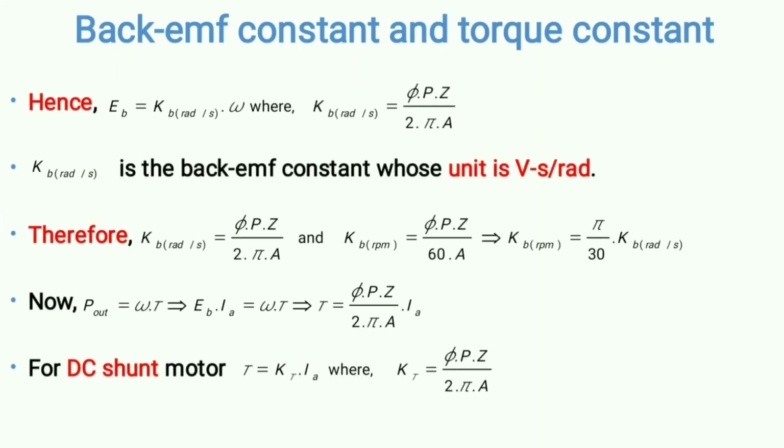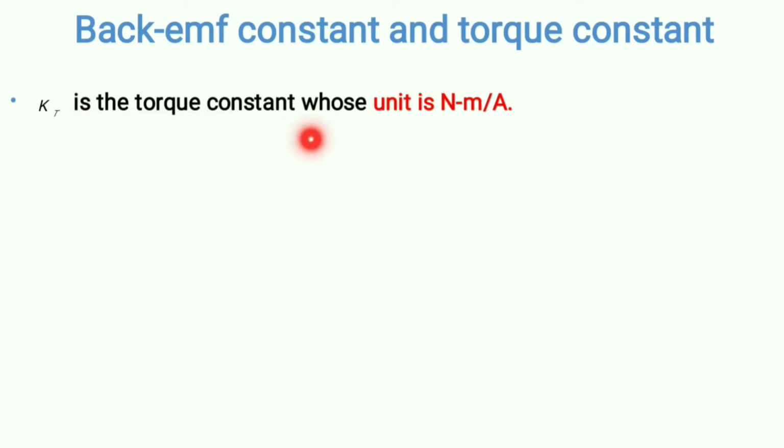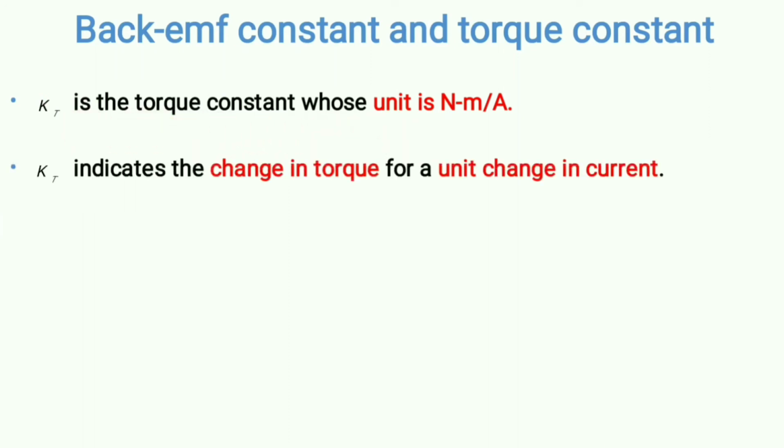Why? See here, KT can be written as torque by ampere, right? So the unit must be Newton meter by ampere. So this is the unit of torque constant. And what is the physical significance of torque constant? It indicates the change in torque for unit change in current. That means whenever there is a change in current, there must be a change in torque, or whenever there is a change in torque, there must be some change in current. That can be analyzed using the torque constant. So for a unit change in current, the change in torque is indicated by the torque constant KT. This is the physical significance.